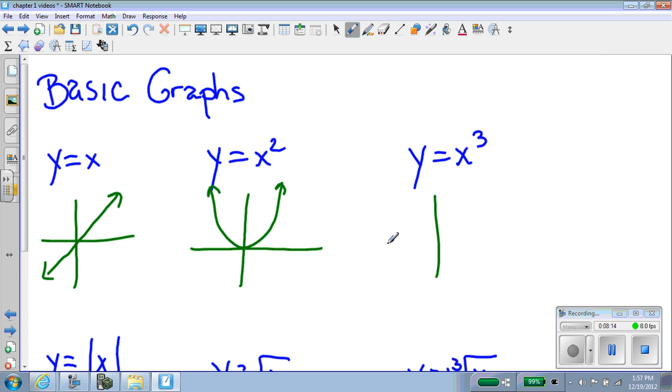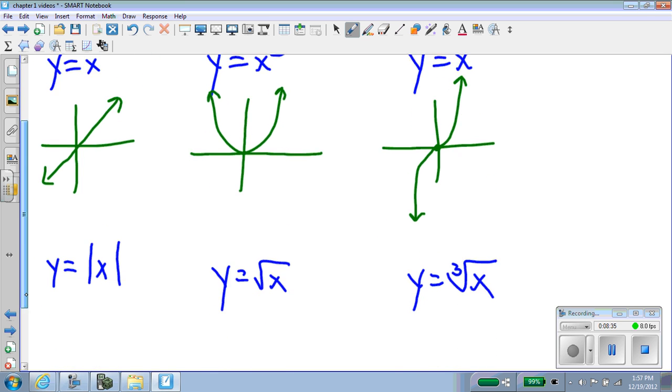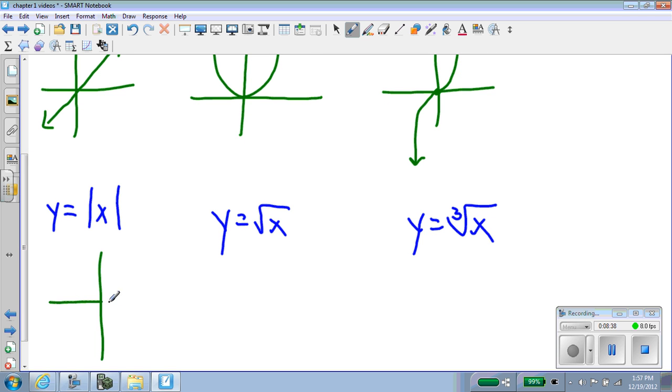Y equals x cubed is a cubic graph centered at the origin. Right, if I plug in 1, I get 1. If I plug in 2, I get 8. If I plug in negative 1, I get negative 1. If I plug in negative 2, I get negative 8, like that. Y equals absolute value of x, which in the first quadrant looks like y equals x, but in the second quadrant, it actually happens that negative 1 is 1, and negative 2 is 2, and negative 3 is 3. So it actually sort of bounces off the origin.